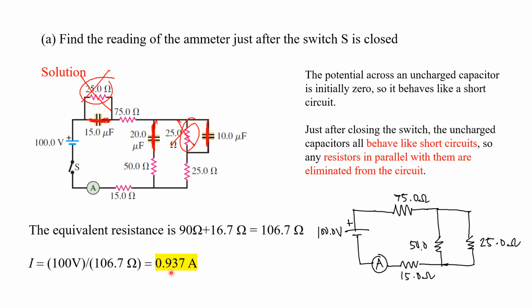As you can see, we did not use any of the analysis that we had earlier. Just take note of the fact that at time equals 0, the potential across the uncharged capacitor is initially 0 and it behaves like a short circuit. And then we simplified your circuit and we solved for your current I using your Ohm's law.